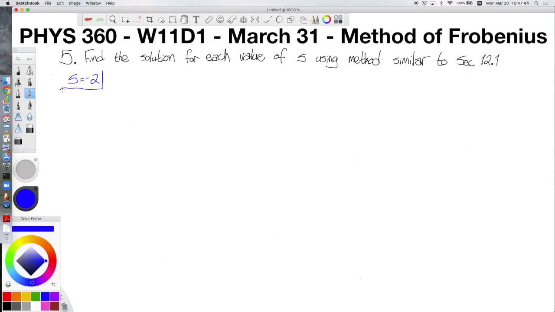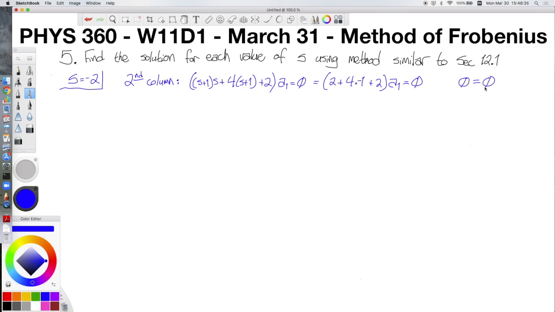So, starting from the same place we did before, we're going to look at the second column to see if we can learn something about a1 here. So the second column was just repeating what I had written before. s plus 1 times s plus 4 times s plus 1 plus 2 times a1 has to equal 0. Well, when we plug in our value for s here of negative 2, we end up with, in parentheses, 2 plus 4 times negative 1, plus 2 times a1 equals 0, or 0 equals 0 no matter what the value is for a1. So this means that a1 does not have to be 0, so we're going to have to assume that a1 is not equal to 0.